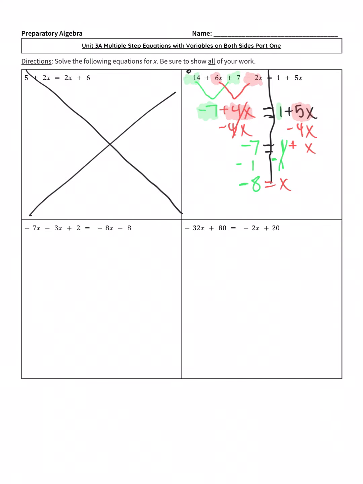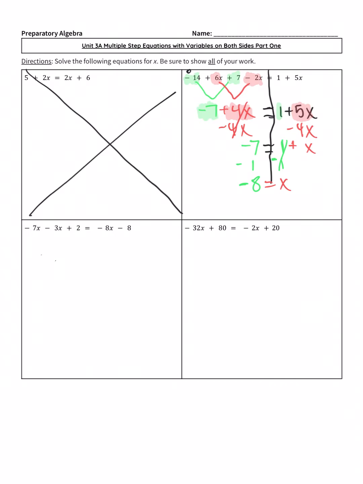I don't need to multiply or divide at this point because I'm left with just an x. So what is the solution to this multiple step equation with variables on both sides? X is equal to -8. Oofta, that was a lot of steps. Okay, all right, let's keep going. Make sure all of this information is in your notes. Let's try this next one.